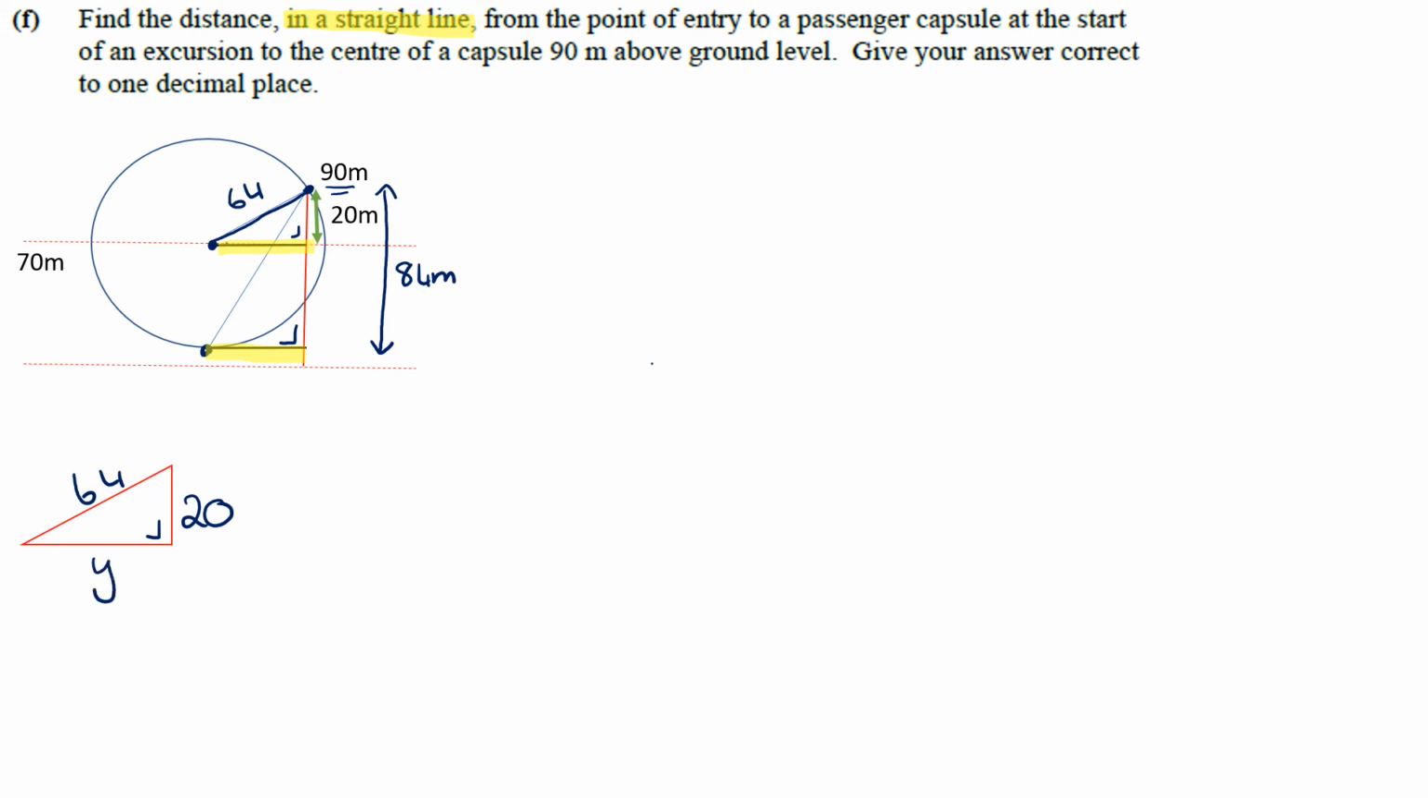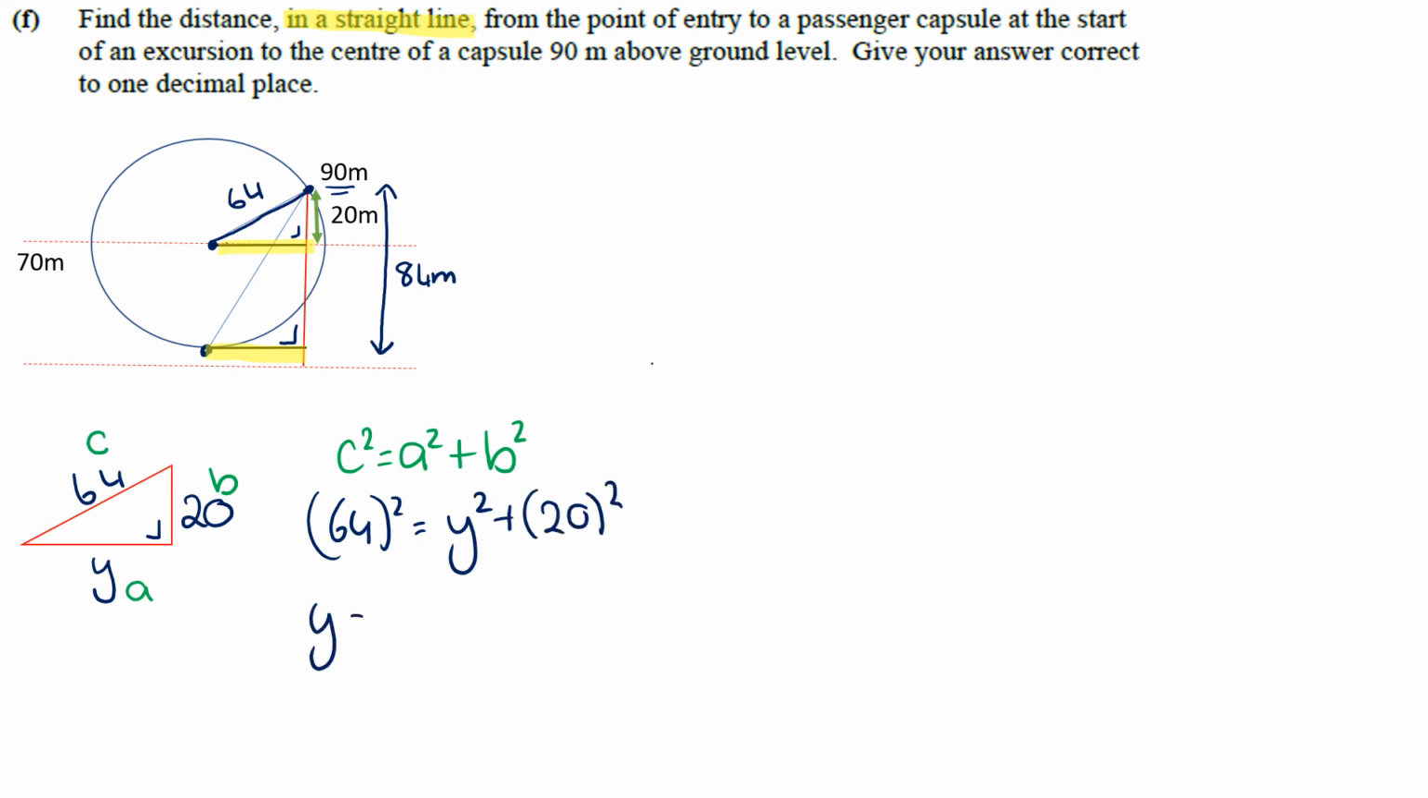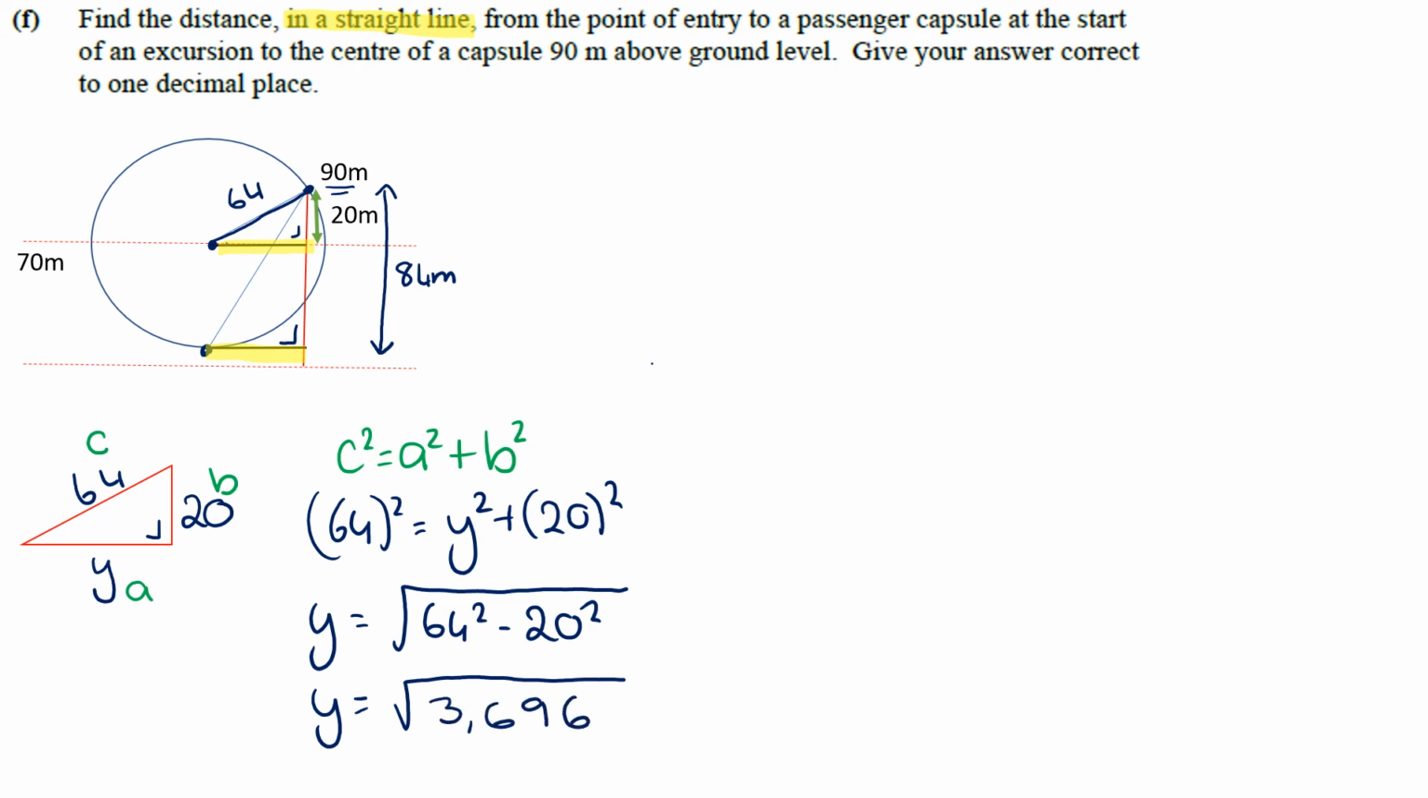So I'm going to call this y. Pythagoras is c squared equals a squared plus b squared. Let's fill that in. 64 squared is equal to y squared plus 20 squared. So y is equal to the square root of 64 squared minus 20 squared. You can do this whichever way you want. If you want to multiply them all out, that's absolutely fine. And that is the square root of 3696. And that can be simplified, and if you put that into the calculator, it will simplify that for you.